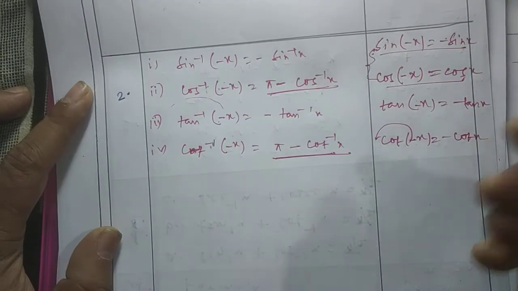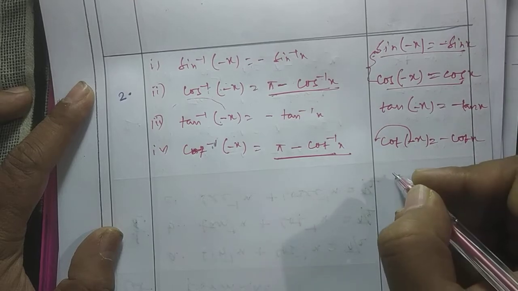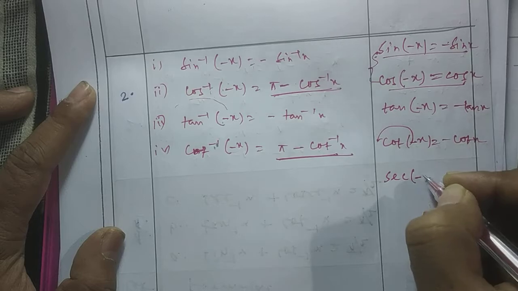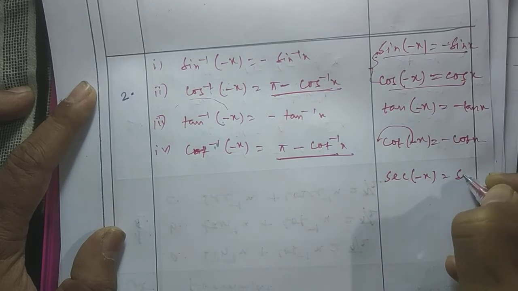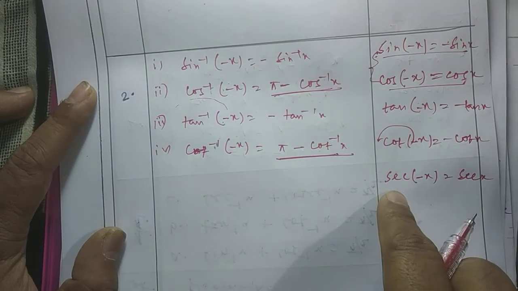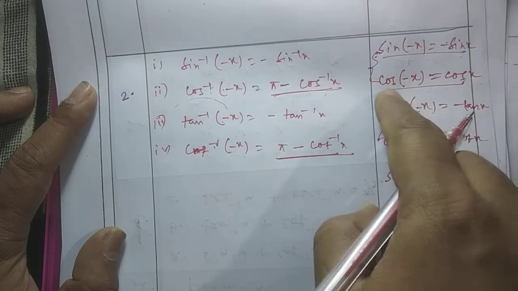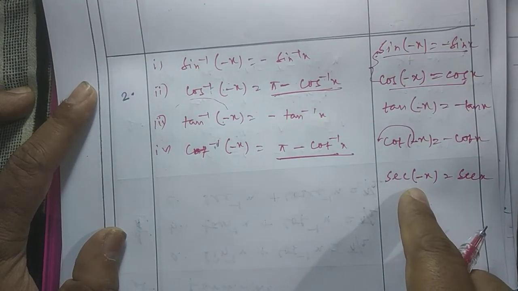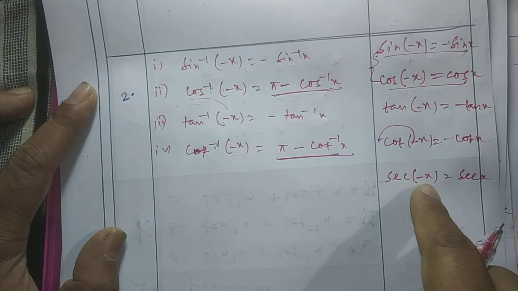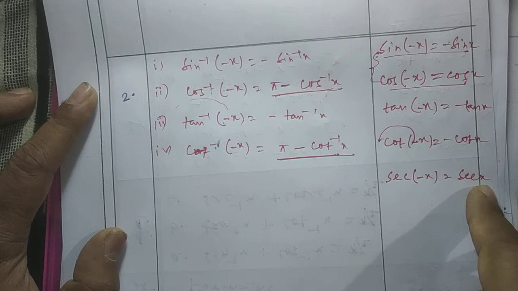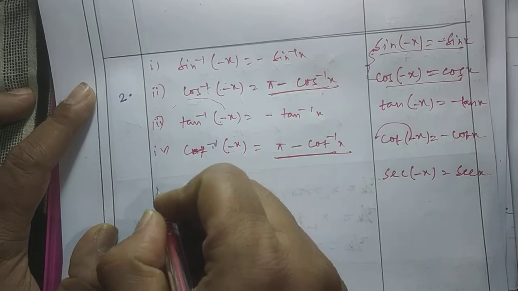Now let us come to the next one here. Similarly, we had in class 10 sec of minus x equal to only sec x, because sec is the reciprocal of cos. Minus is not affecting cos, so here minus will not be affecting sec. That's why we had sec of minus x equal to only sec x. Similarly, let us see what will happen.